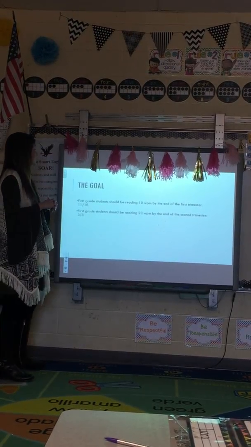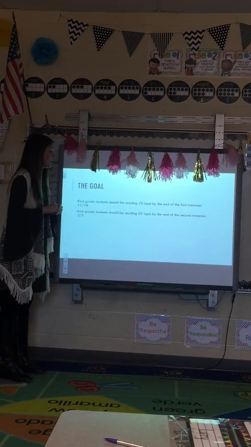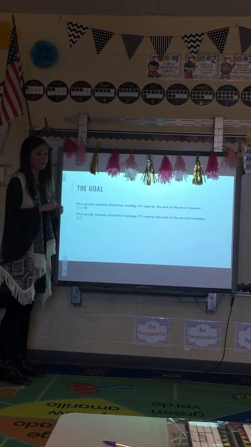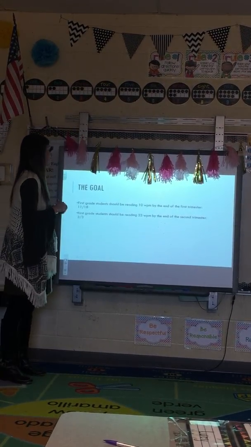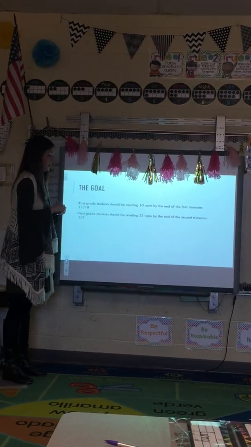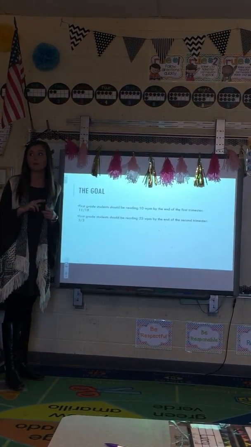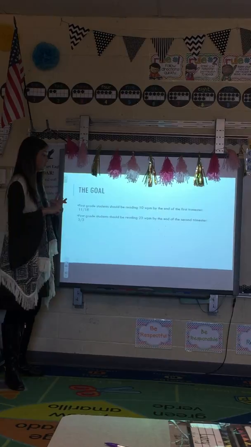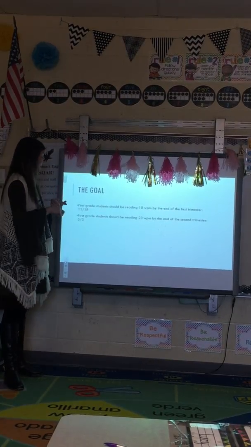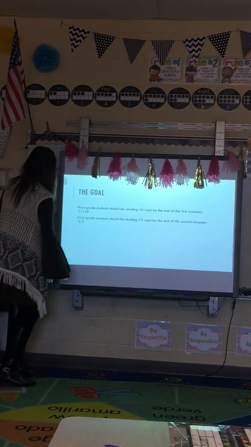The goal is that first grade students should be reading 10 words per minute by the end of the first trimester, which is November 18th, and they should be reading 23 words per minute by the end of the second trimester, which is March 3rd. So you'll see on both graphs that I implemented both goals. I showed you my results for November 18th and March 3rd.